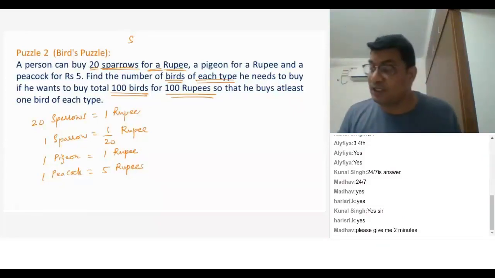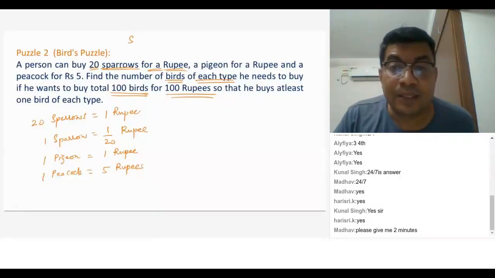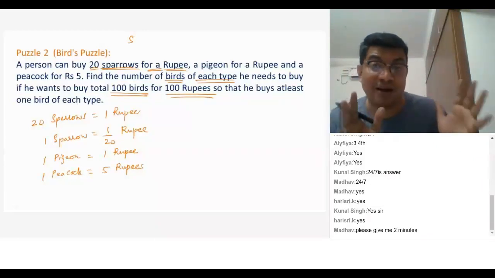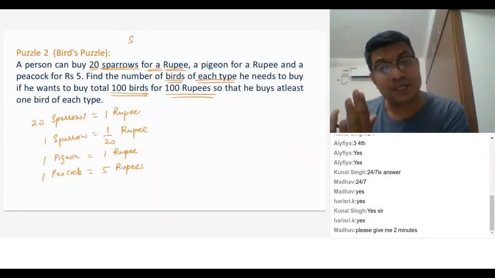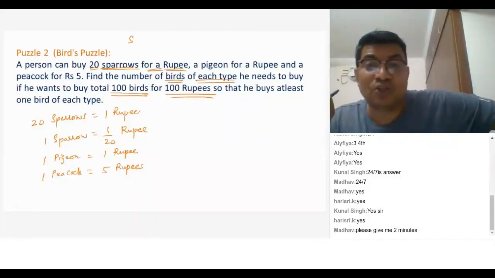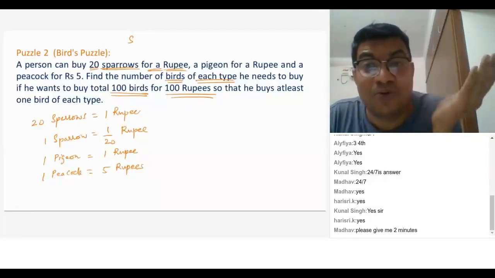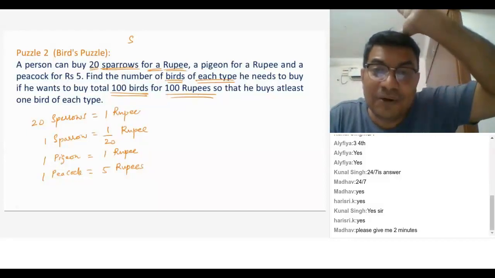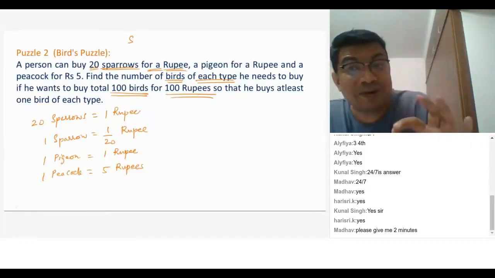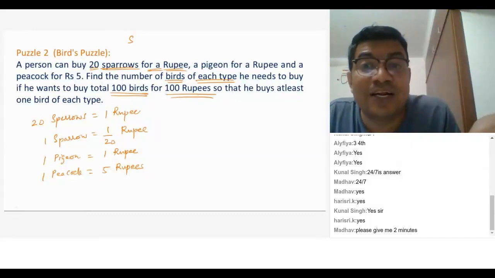So he's asking you how many sparrows, how many peacocks, how many pigeons there are, such that you should buy 100 birds. You need to have 100 birds for 100 rupees, and at least one bird of each type. You cannot say I'll take only sparrows. In 1 rupee you get 20 sparrows, so in 100 rupees, 100 into 20, you'll get 2,000 birds. But is he asking you to find 2,000 birds? No. You need to buy only 100 birds in 100 rupees. That is the condition, and you have to solve it and get to the answer.